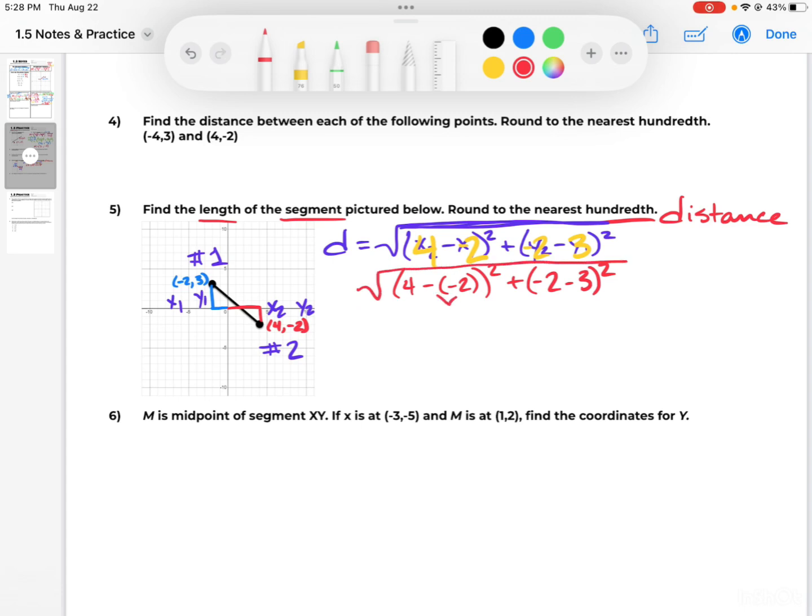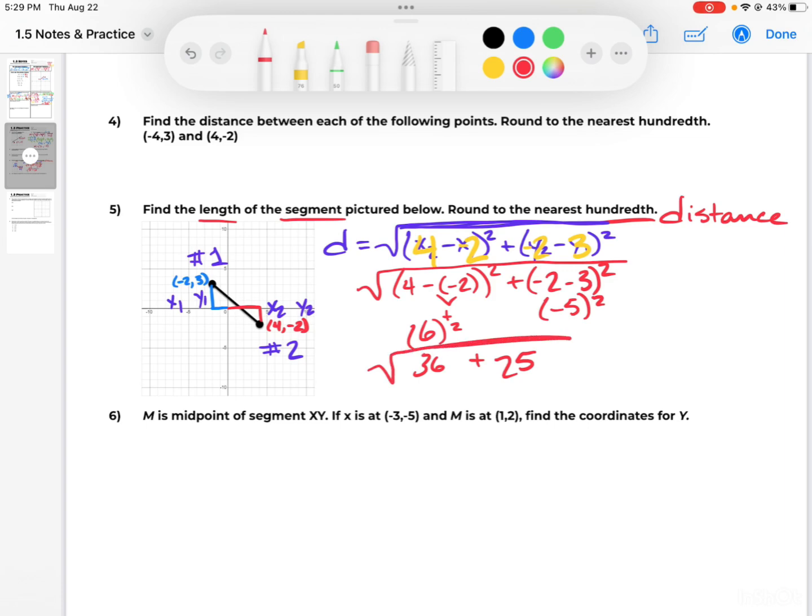All right, so 4 minus a negative 2. Minus a negative is the same thing as adding. So 4 plus 2 is 6. 6 squared is 36. Over here, negative 2 minus 3 more means I'm getting more negative, gives me negative 5. And negative 5 squared, negative times a negative, gives me a positive.